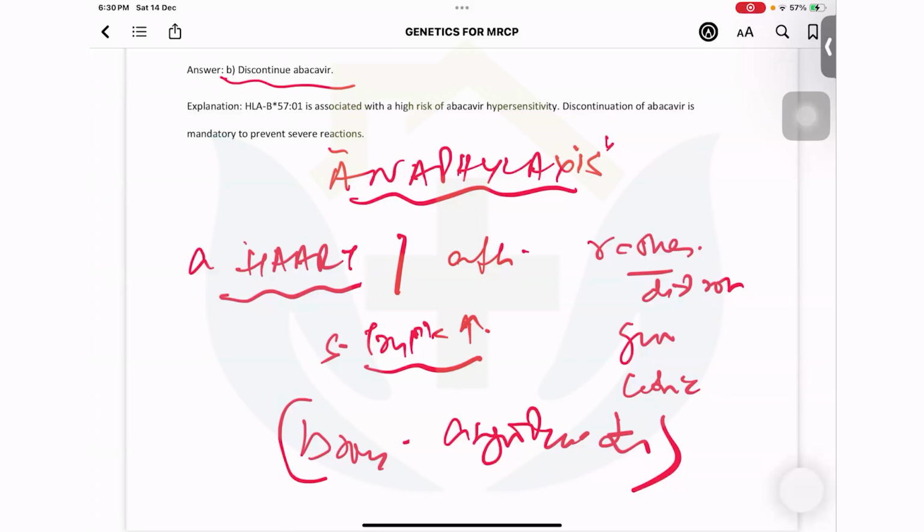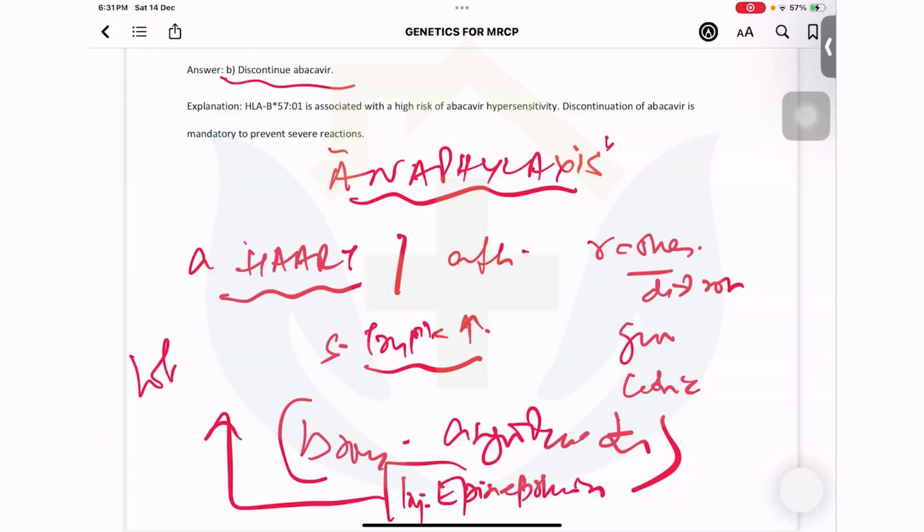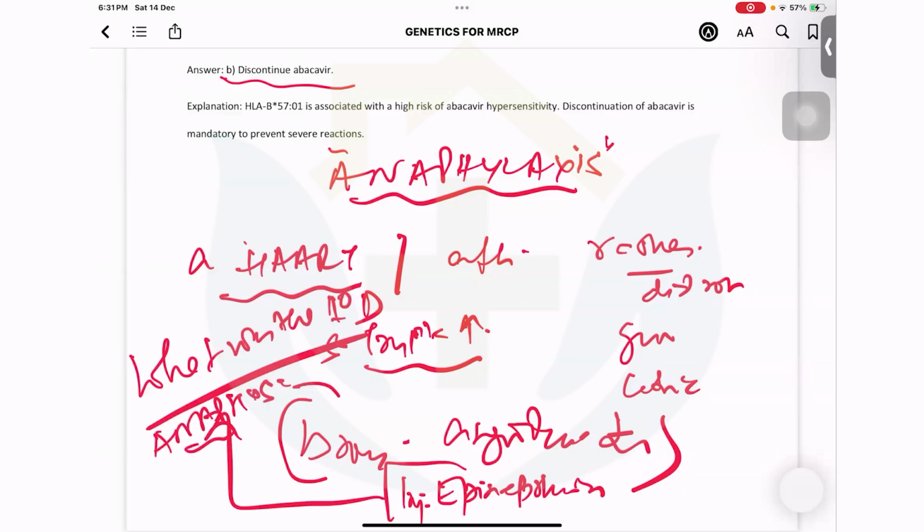So the next best step is to give injection adrenaline, or epinephrine. Then what was the primary diagnosis? Anaphylaxis. But this is not a complete diagnosis. Anaphylaxis to drug, it is abacavir. So what will you look for?